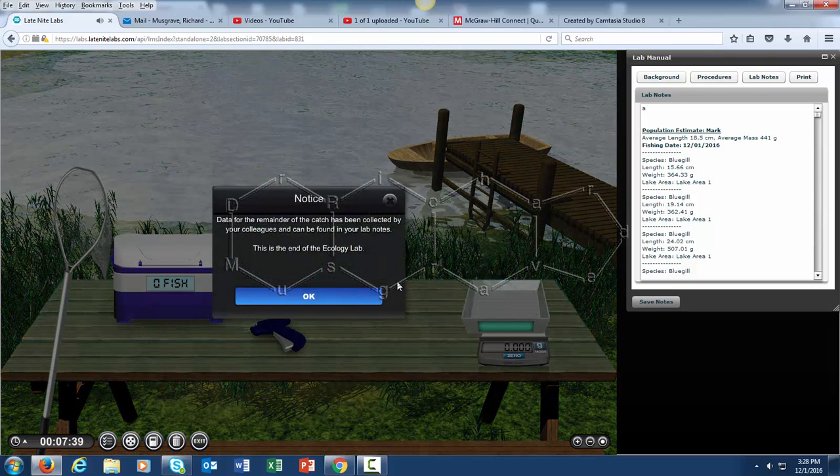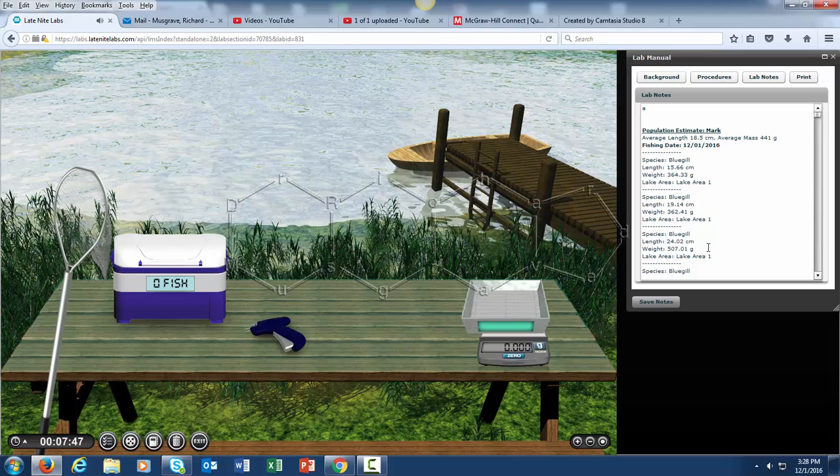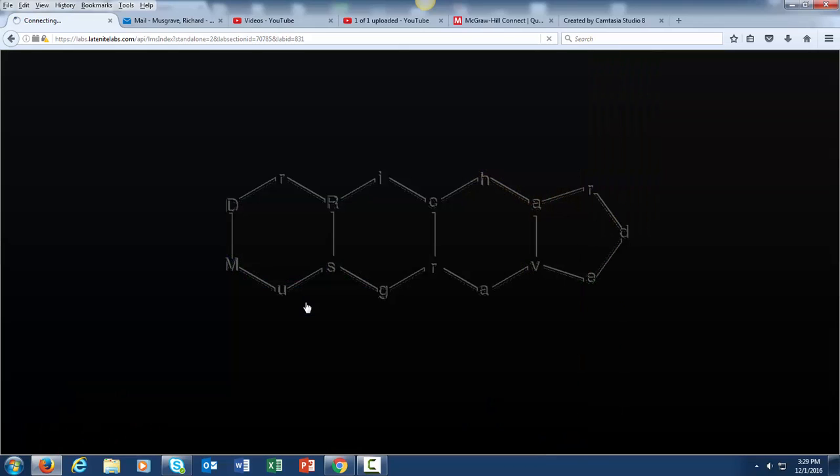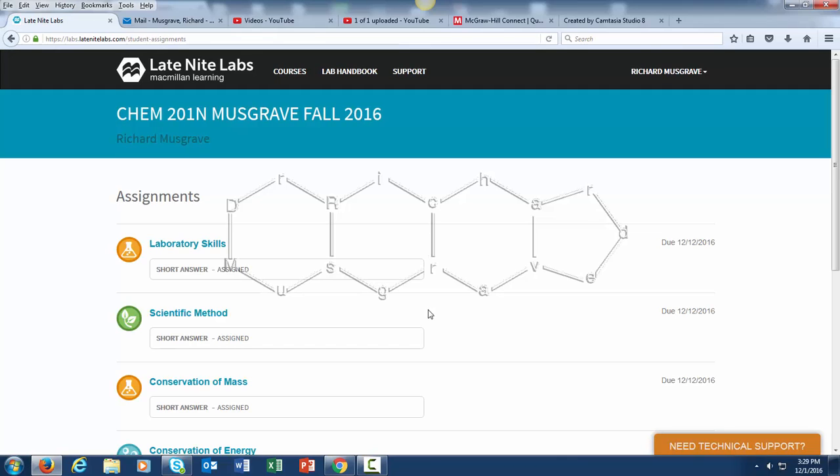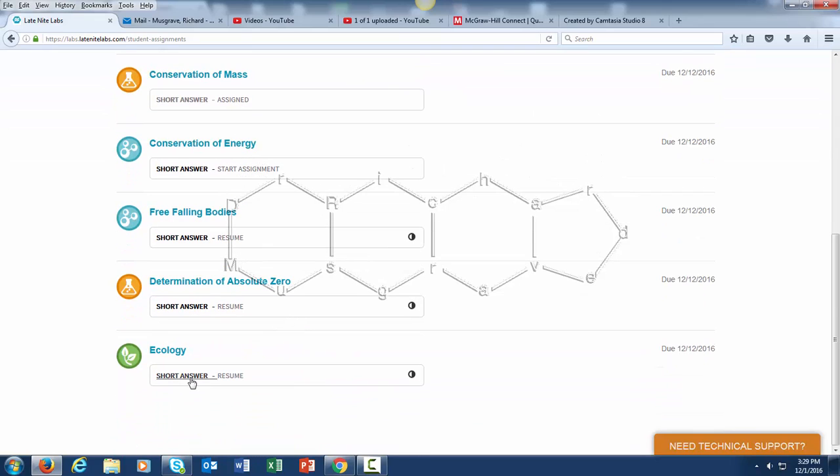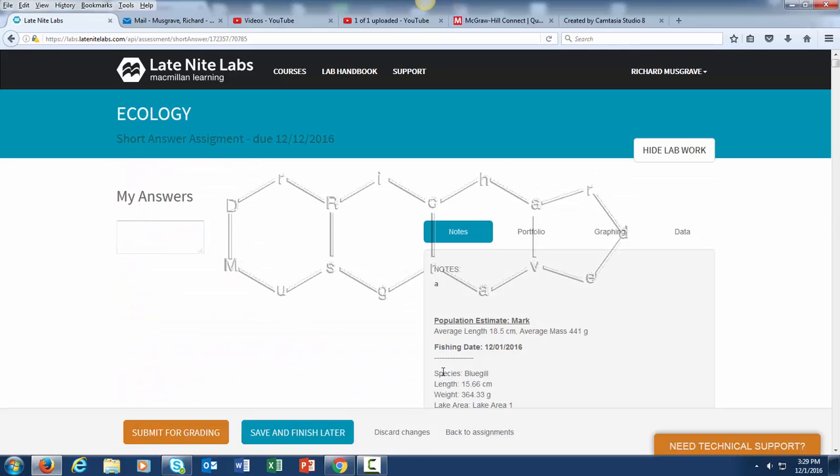There you go. Data for the remainder of your catch has been collected by your colleagues. This is the end of the Ecology Lab. So I'm done with all my fish collecting. Alright, so now I exit the lab. Now I've got all my data. And now I can answer my short answer questions.